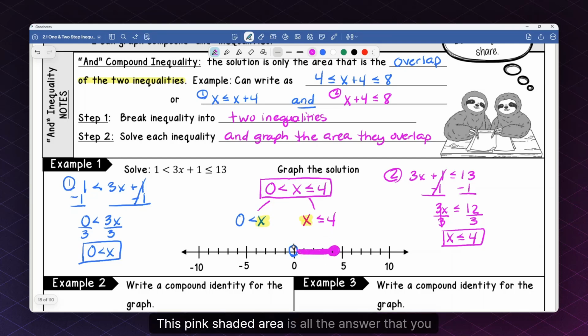Out of all the numbers in the whole universe, this pink shaded area is all the answer that you see. The 0, we had an open circle there because it didn't have an equal sign. So the answer to this inequality cannot be 0 itself, but it can be 0.000001. It could be a very small number, all the way up to 4 and including 4.